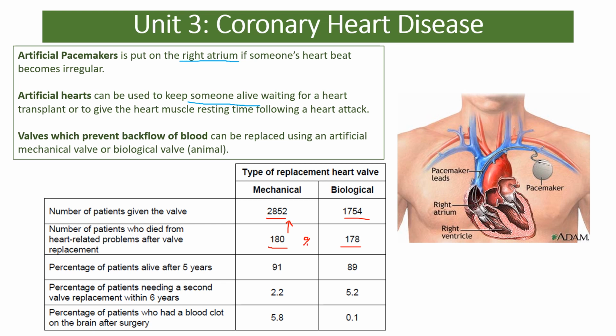Of the percentage of patients alive after 5 years of having the heart surgery, 91% in mechanical, 89% in biological. So you'd say mechanical is better there. The percentage of patients needing a second replacement within 5 years is a lot less in mechanical than biological. And the percentage of patients who have blood clots on the brain after surgery, that one is higher in mechanical, much lower in biological. So you could argue through each of those points and then make a conclusion based on your own decision to answer that.